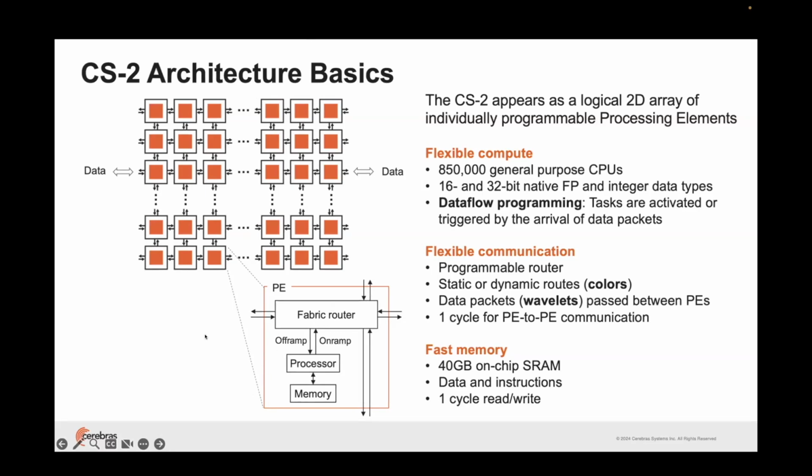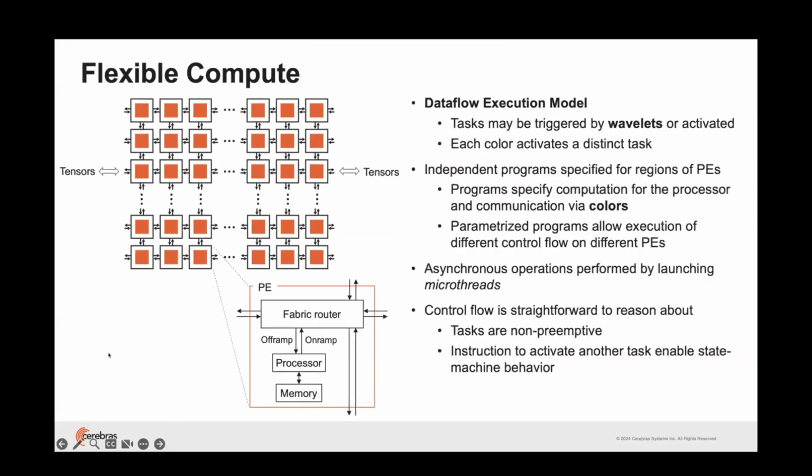The other key feature, and this is really the key enabler of sparsity in any form, is the 40 gigs of on-chip SRAM, right? There's no cache hierarchy at all. Or, in another way to think about it, there's nothing but cache. Each of these cores owns 48 kilobytes. That 48 kilobytes is the data and the instructions that processing element has, and you can read and write to that memory in a single cycle.